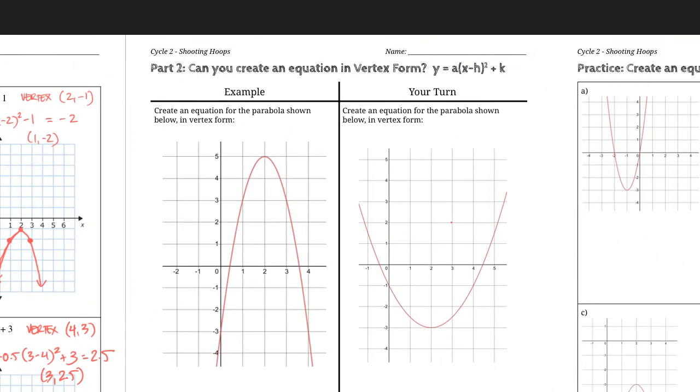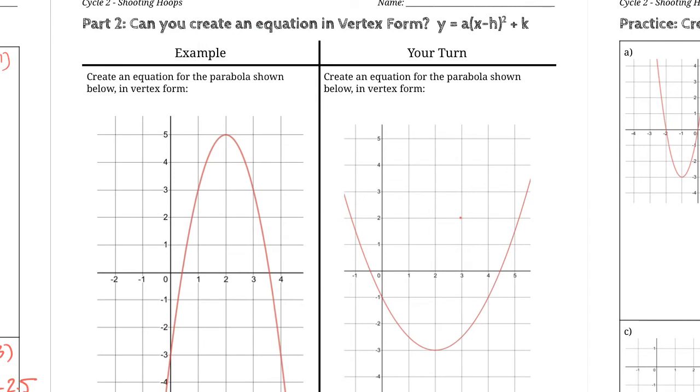Okay. So again, back here. Can we create an equation in that vertex form? Well, first of all, if we look at the first parabola, what are the things that we can pick out from here? Well, the most obvious thing is the vertex, right? So we know the vertex, and what's the coordinate of the vertex? If we look at it, the x part is going to be 2, and the y part is going to be 5. So the coordinate of the vertex is 2, 5.